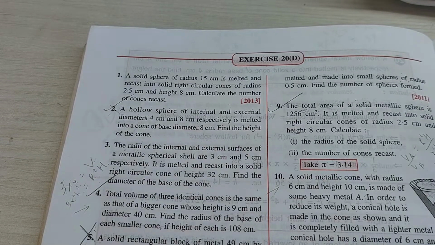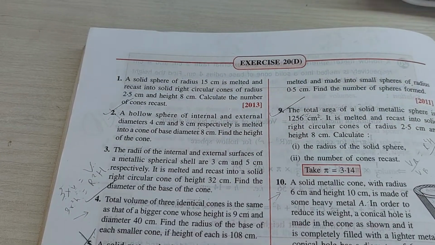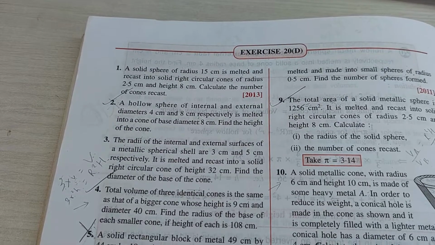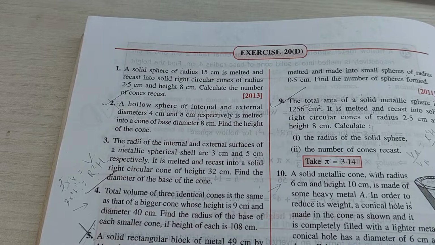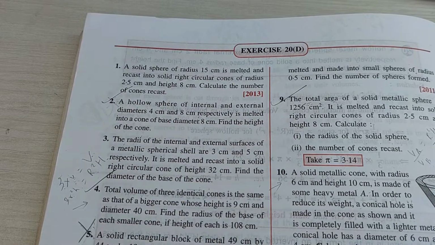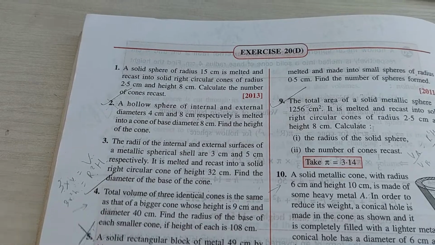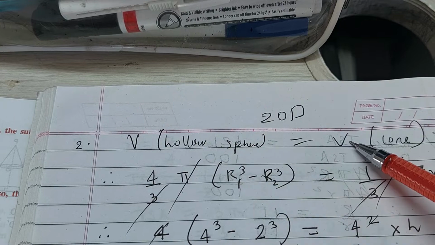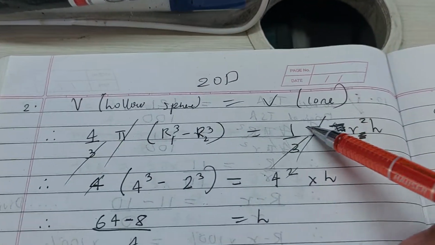20D, sum number 2. A hollow sphere of internal and external diameters 4 and 8 centimeters respectively is melted into a cone whose diameter is given. Find the height of the cone. Well, volume of a hollow sphere is equal to volume of the cone as given in the question.